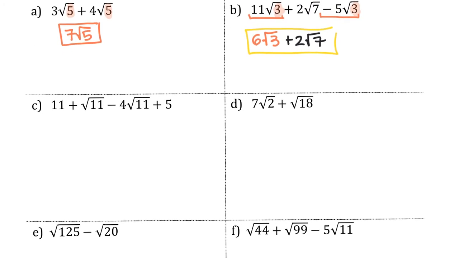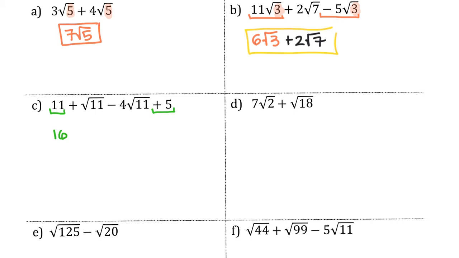Okay, let's go ahead and look at 6. Let me look at the first term. 11 is rational. It doesn't even have a radicand. So let's see if there's any other terms that don't have a radical. Square root 11, 4 square root 11. There's a plus 5 at the end. So I can do 11 plus 5 since they're both rational. I'm going to get 16.